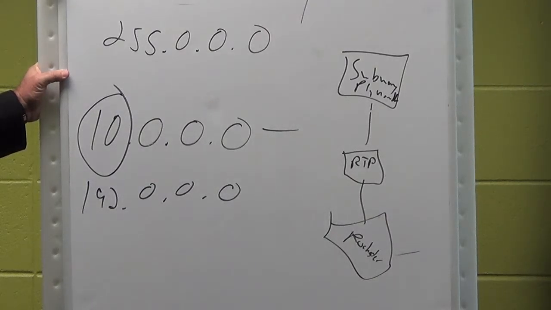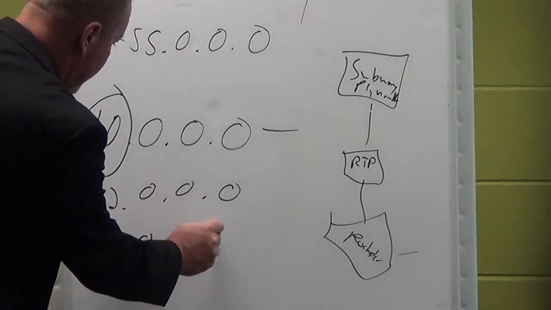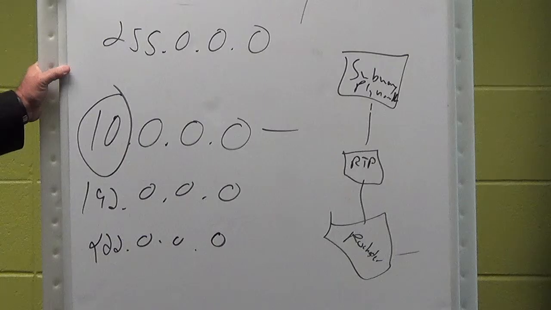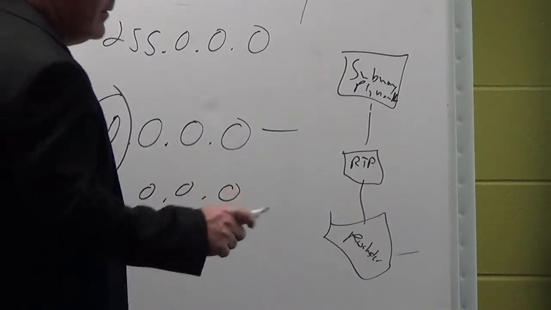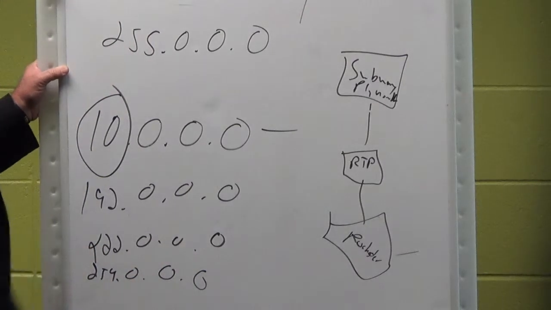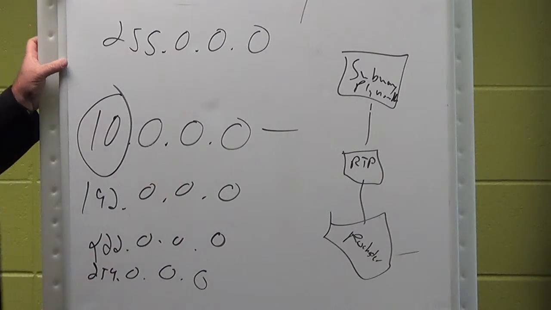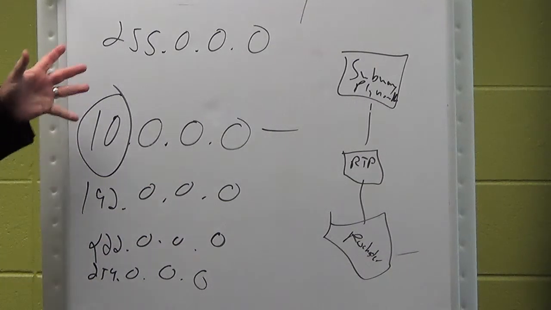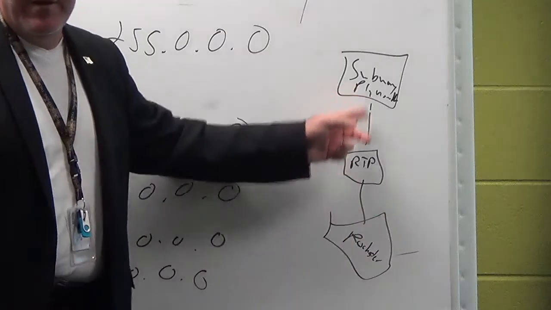Michael. 222.0.0.0. Give me the highest one. 254.0.0.0. So I can have an IP address of 254.0.0.1, 254.0.0.2, 254.0.0.3. Right? You understand that? Those have to be different network addresses because they're connected through a router. So those have to be on different networks.